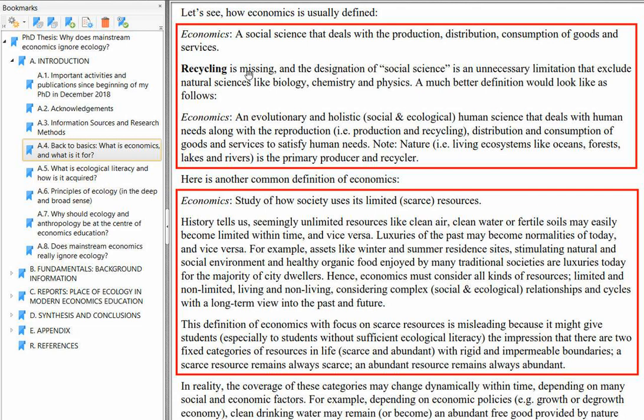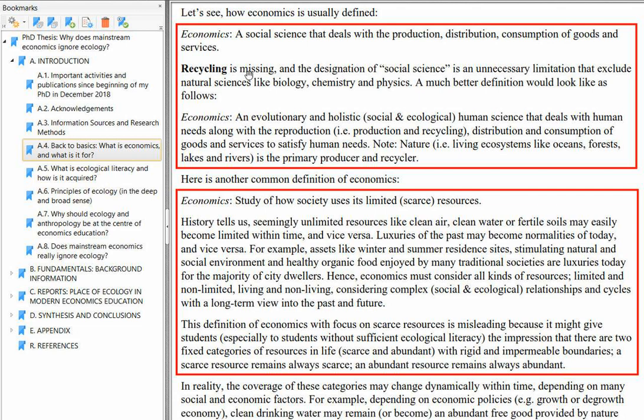So it must be corrected like this. My suggestion is like this. What is economics? An evolutionary and holistic human science that deals with human needs along with the reproduction, distribution and consumption of goods and services to satisfy human needs. And the students must always be warned that nature is the primary producer and recycler, that is, primary reproducer.